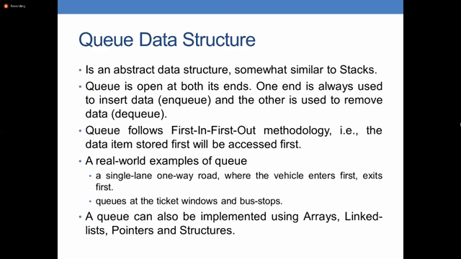For this data structure, real world examples can be provided. One example is a single lane, one-way road, where the vehicles that enter first exit first. Queues at ticket windows and bus stops are real-world examples of the queue data structure. This can be implemented using an array or a linked list.